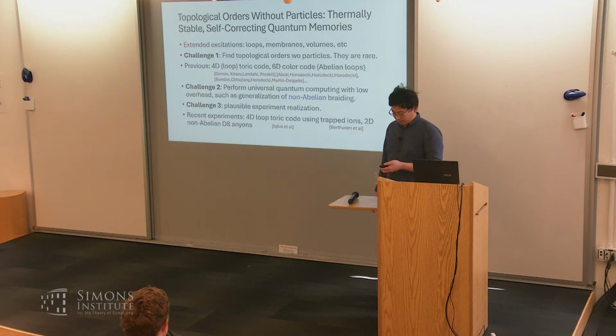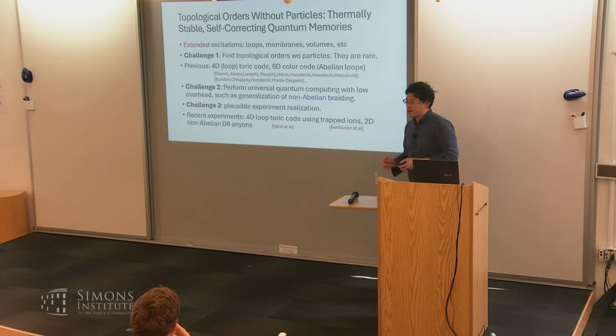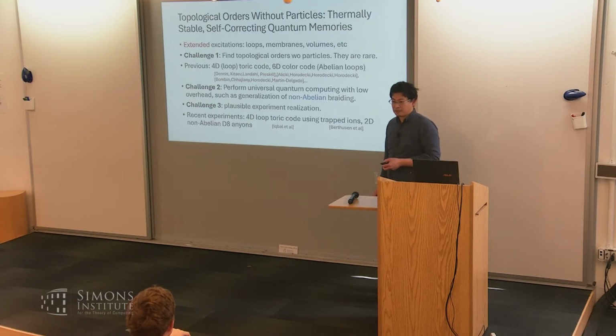But anyway, you can easily write down examples like putting qubits on middle dimensional cells. That's perfectly fine. My point is that all those examples only have abelian excitations. You don't have any non-abelian excitations in any of the examples.